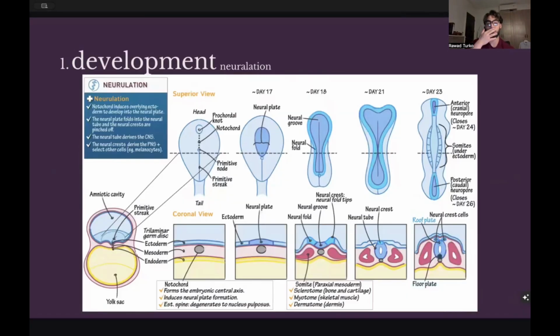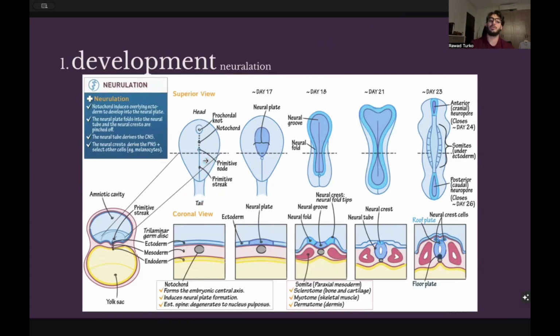We're going to start with development, and specifically neurulation. At around the third week we have the three main parts: the ectoderm, the mesoderm, and the endoderm. Imagine we're looking at a superior view of this plate, with the cranial end and the caudal end. This is the ectoderm.